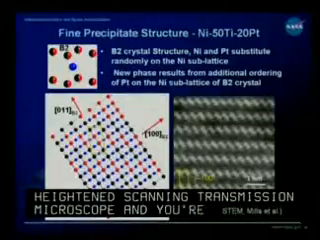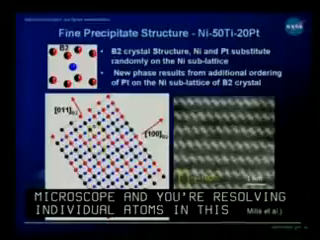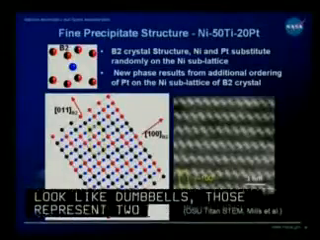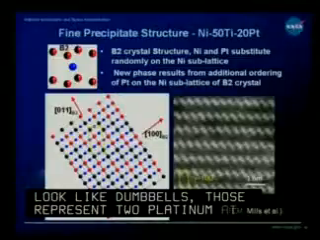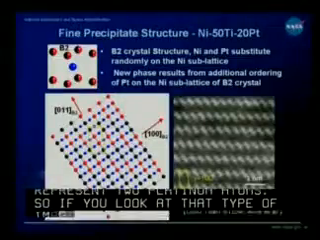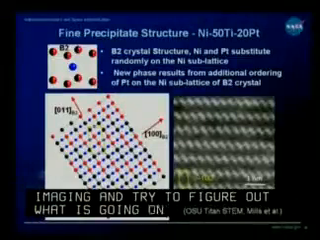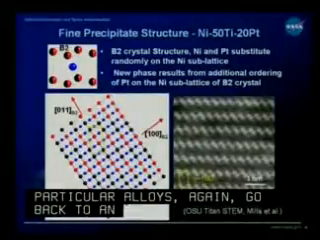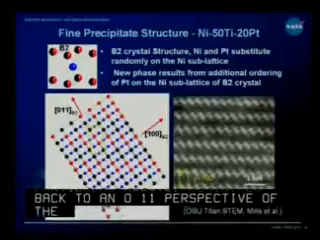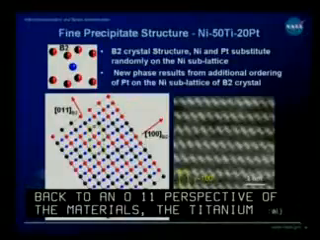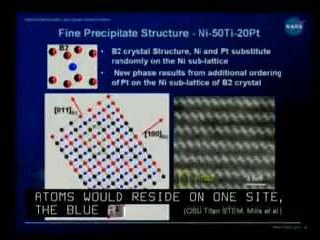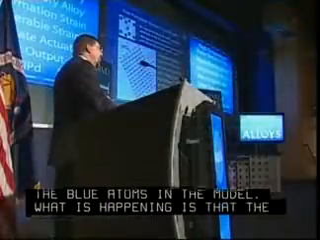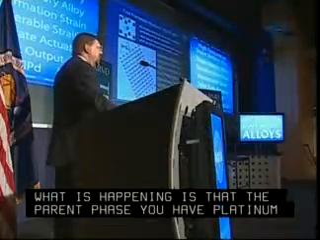The white shapes that almost look like dumbbells represent 2 platinum atoms. So if you look at that type of imaging and try to figure out what's going on in the particular alloys, again go back to an 011 perspective of the materials. Again, the titanium atoms would reside on one site, which are the blue atoms in the model. What's happening is that in the parent phase, you have platinum atoms now ordering within the B2 structure, but they're doing it in a way that I've never seen before.